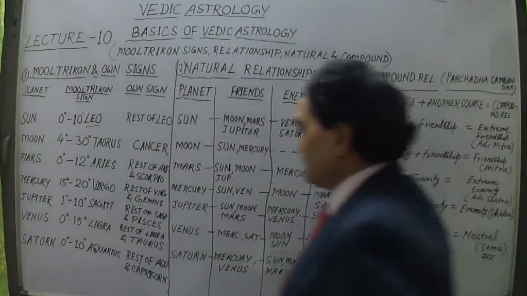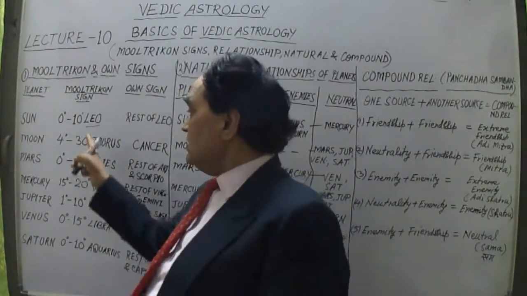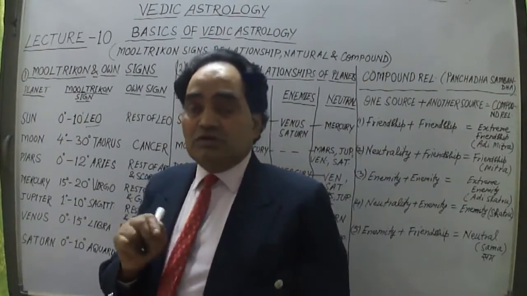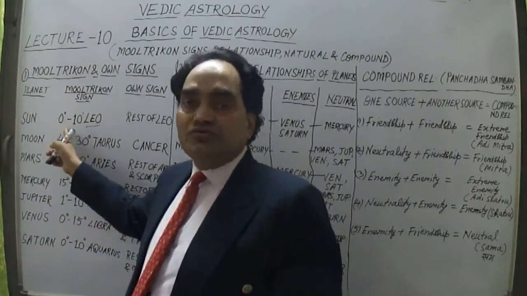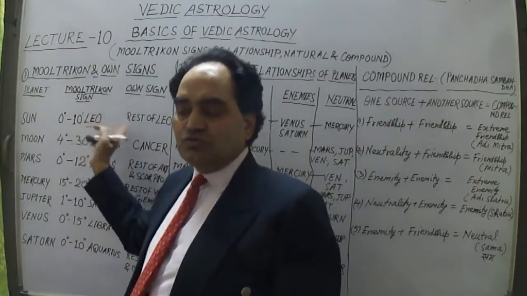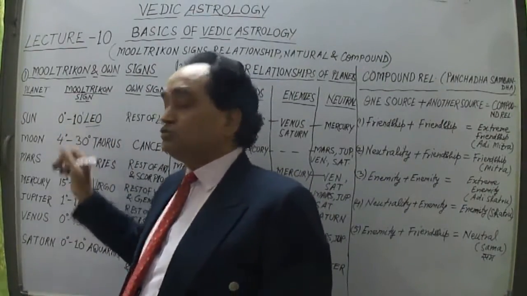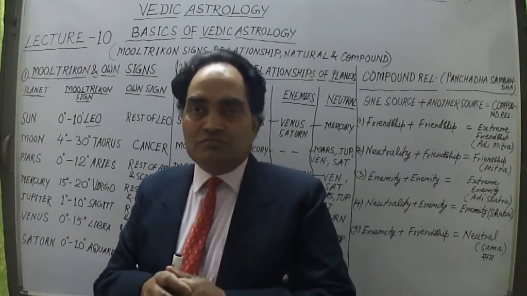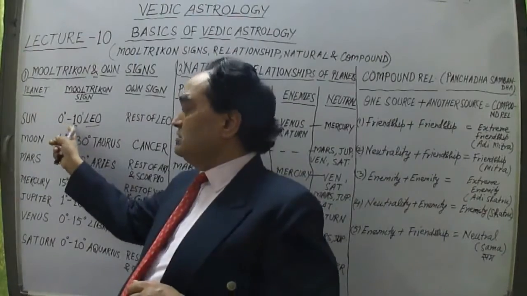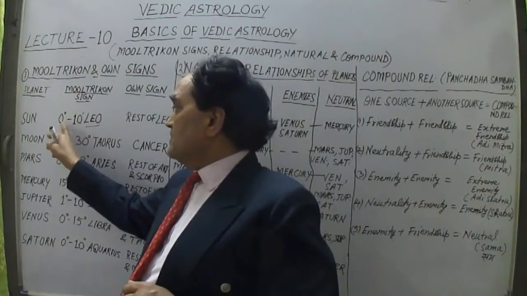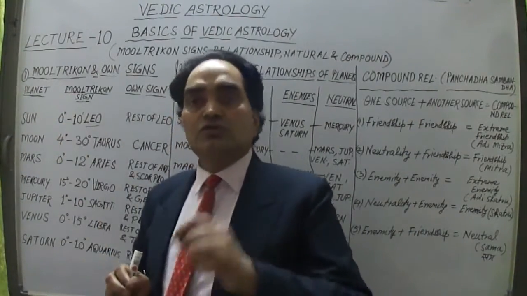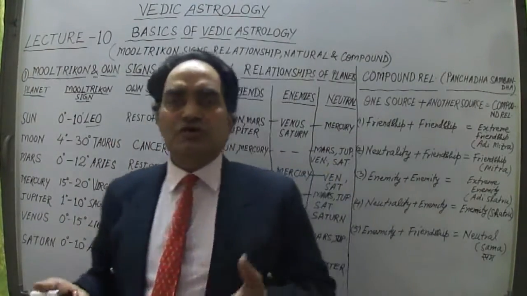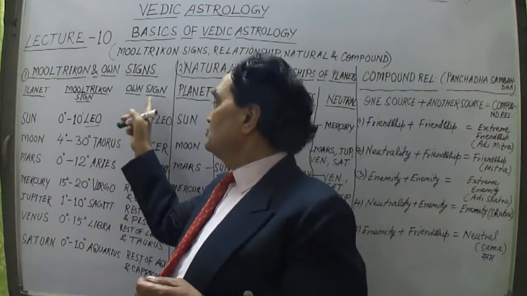If you find the Sun placed in the Leo sign in your horoscope, it is Sun's own sign. But if it is lying between 0 to 10 degrees, that means Sun is more active, more powerful in your horoscope. If Sun is lying between 0 degree to 10 degree in Leo sign, the rest of the Leo sign is his own sign.